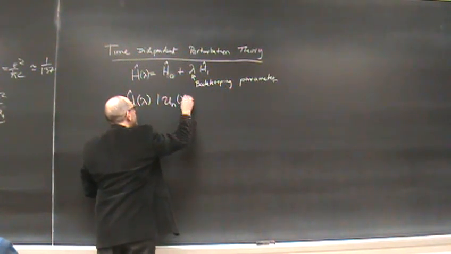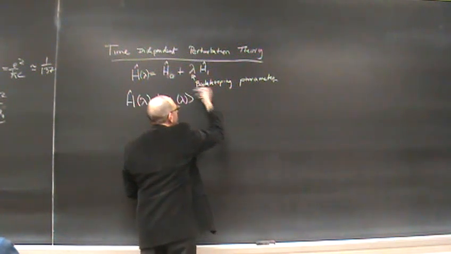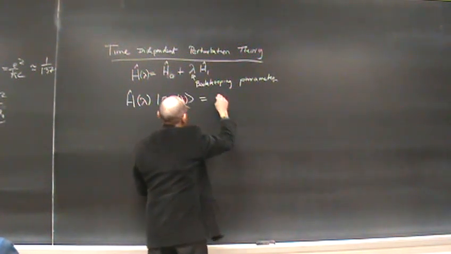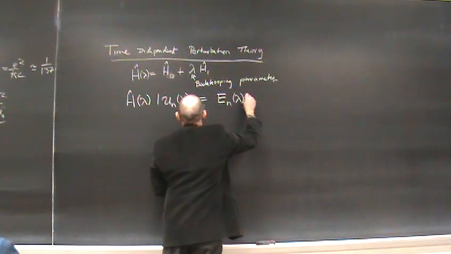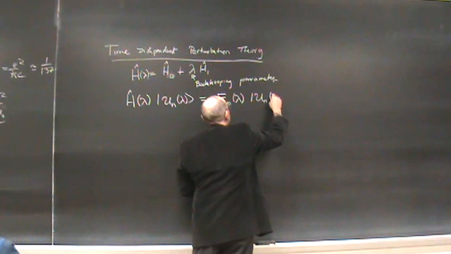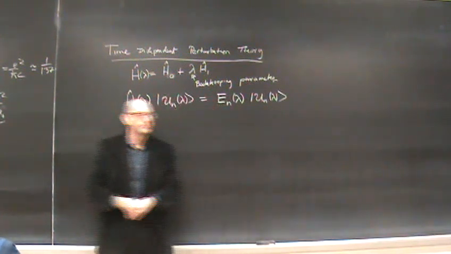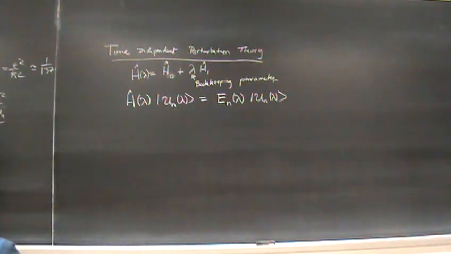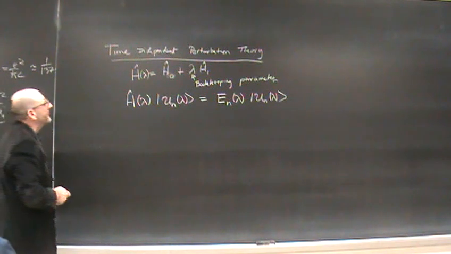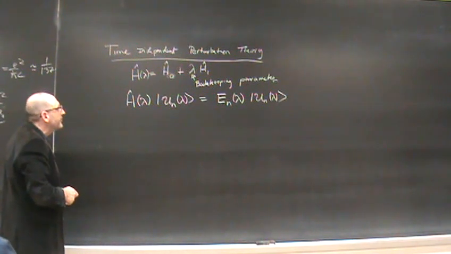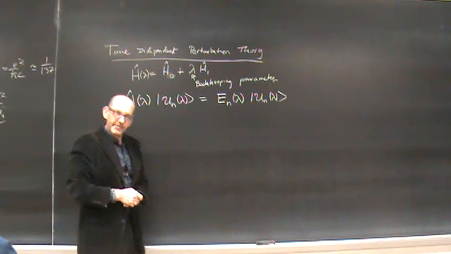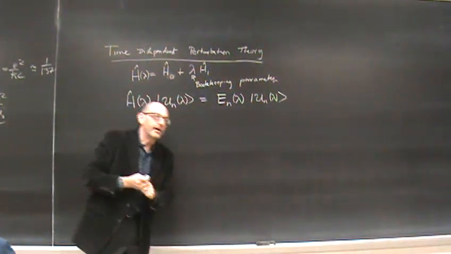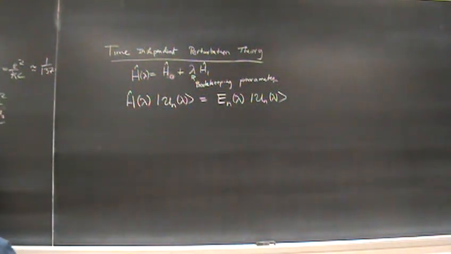Those stationary states will depend on this value of lambda, and the energies depend on that as well. Right now, as I say, it's just a bookkeeping parameter. Okay, so we want to do a Taylor series expansion of this equation in powers of lambda.